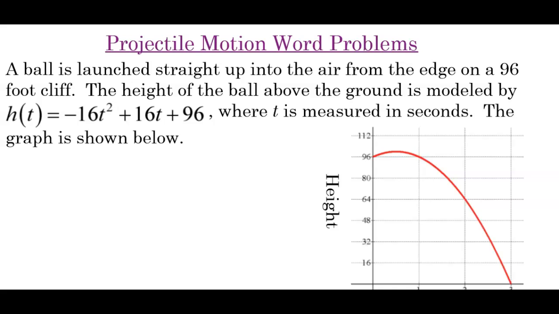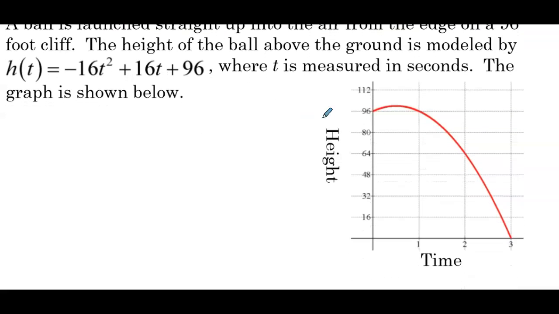The height of the ball above the ground is modeled by h of t equals negative 16t squared plus 16t plus 96, where t is measured in seconds. The graph is shown below. So we have a quadratic function, we have that t squared term. Our graph is a parabolic curve, as we can see here.